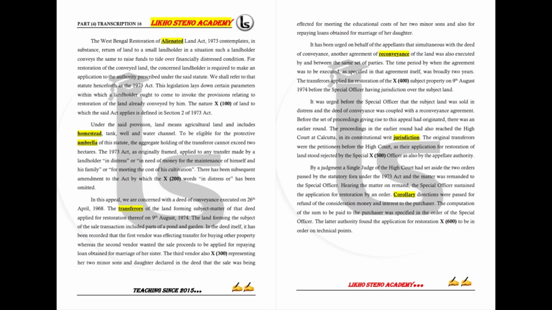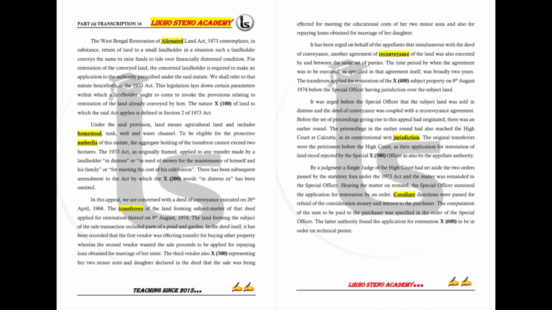This legislation lays down certain parameters within which a landholder ought to come to invoke the provisions relating to restoration of the land already conveyed by him. The nature of land to which the said Act applies is defined in Section 2 of 1973 Act. Under the said provision, land means agricultural land and includes homestead, tank, well and water channel. To be eligible for the protective umbrella of this statute, the aggregate holding of the transferor cannot exceed 2 hectares.